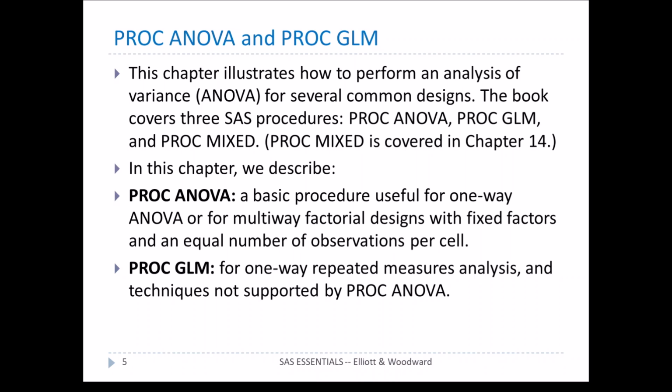This chapter illustrates how to perform an analysis of variance, or ANOVA, for several common designs. The book covers actually 3 SAS procedures: PROC ANOVA, PROC GLM, and PROC Mixed, although PROC Mixed is covered in Chapter 14. In this chapter, we're going to be looking first at PROC ANOVA, which is a basic procedure useful for one-way ANOVA or for multi-way factorial designs with fixed factors and an equal number of observations per cell, and PROC GLM for one-way repeated measures analysis and techniques not supported by PROC ANOVA.